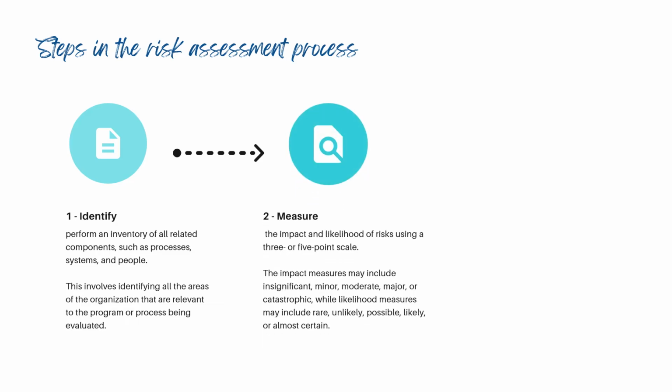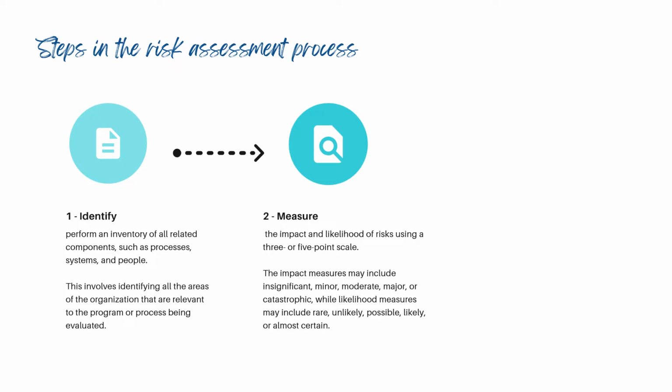Second step is on measuring the risk. In measuring the risk, you are measuring the impact and the likelihood of risks using a 3 or 5-point scale. So the impact measures may include insignificant, minor, moderate, major, or catastrophic, while the likelihood measures may include rare, unlikely, possible, likely, or almost certain. Take note that in the measurement phase, you need to consider what are your tolerable levels or acceptable levels of risk, no?